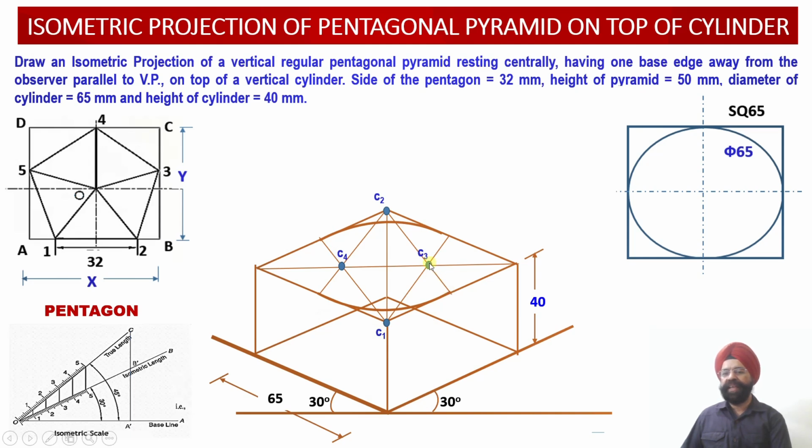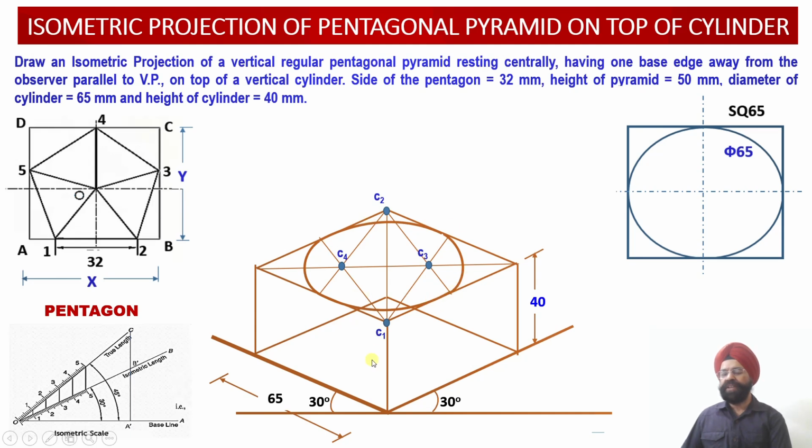Then using the third center point, C3, with radius equal to this distance, my third arc will be completed. Finally, this is my center 4, and from center 4, I will be opening the compass equal to this much. So with this as radius and C4 as center, the fourth arc will be drawn. So this completes the construction of the circular portion, which is appearing like an ellipse on the top face.